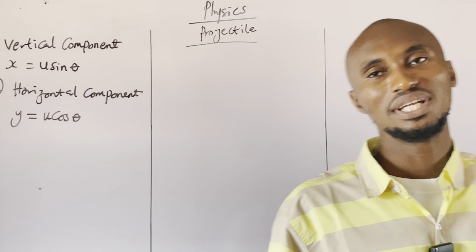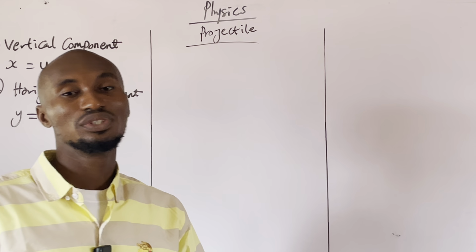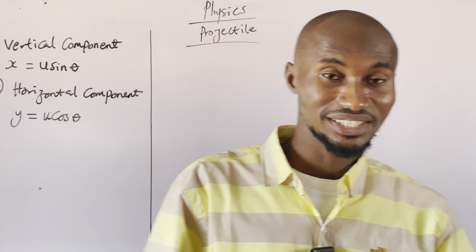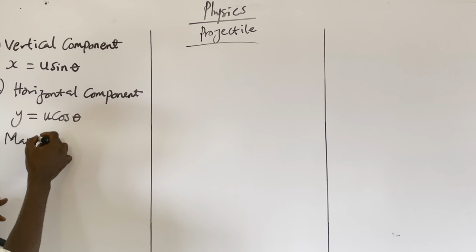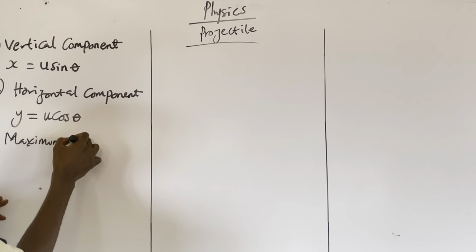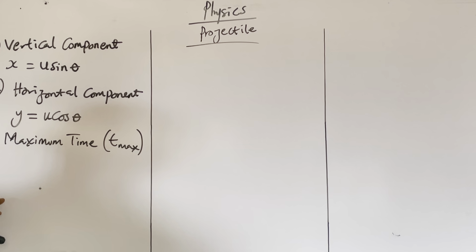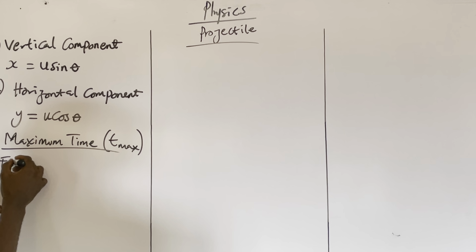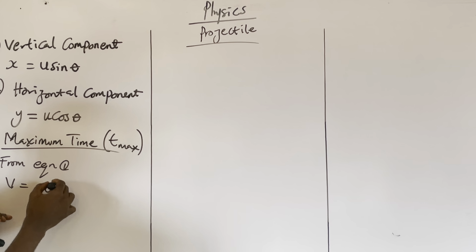Now, I want us to learn how to derive formulas of projectile, starting out with maximum time. Maximum time, in brackets, that is T max. How do we derive this? From the first equation of motion, equation one, which states that V is equal to U plus AT.